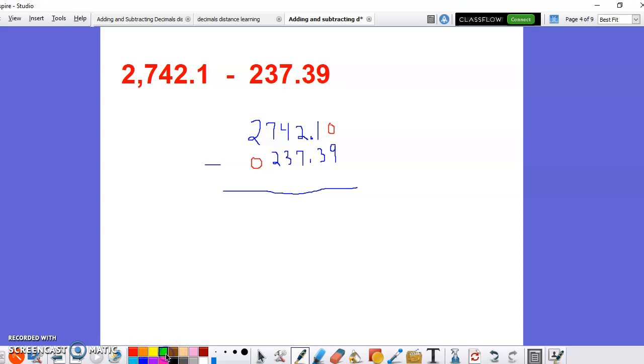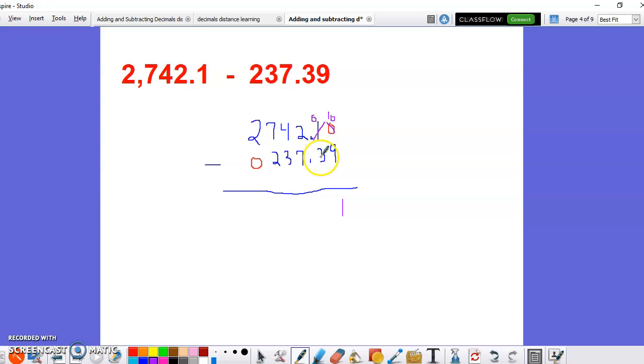So when I'm going through, I have 0 minus 9. Is there more on top or more on bottom? There's more on the bottom, so I need to regroup. Let me get a different color here. So I need to regroup. So this 1 becomes a 0, and this 0 now becomes a 10. So now I have 10 minus 9, that's 1.